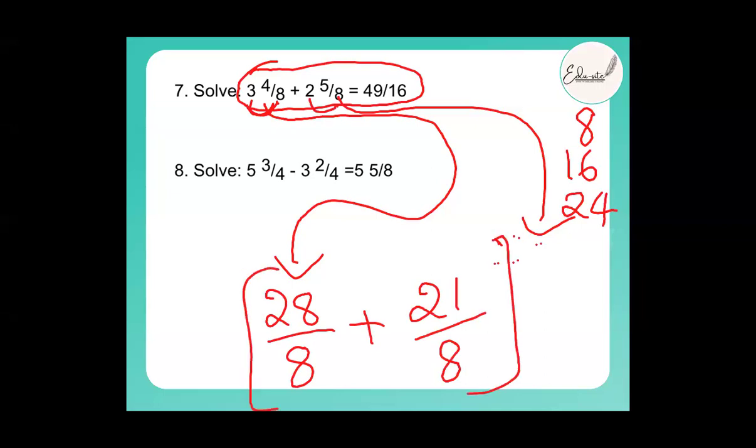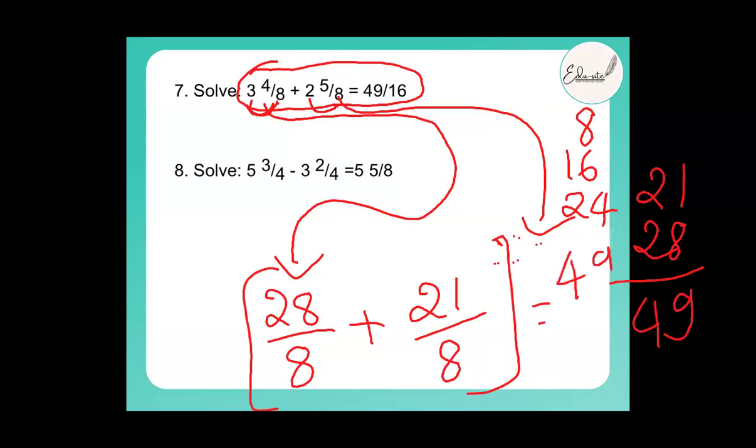How are you going to add it up? We're going to do 28 plus 21. It's quite easy. 8 plus 1 is 9, 2 plus 2 is 4. So what is it? 49 over 8.